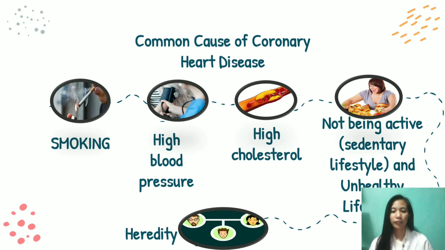And then, the fourth one is not being active, or the other term for it is sedentary lifestyle, and unhealthy lifestyle, wherein a person practices eating fatty foods rather than healthy foods. Lastly is heredity. Heredity refers to the genetic heritage passed down by our biological parents. So in this case, not only physical attributes may be inherited from our parents, but also some diseases like coronary heart disease.